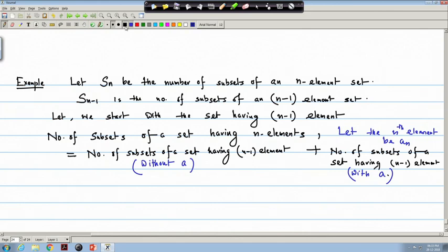Now, clearly this is my Sn minus 1 and this is also Sn minus 1. The only difference is that here in these subsets A was not there and in these subsets A is there. So, this becomes 2 Sn minus 1. So, Sn equal to 2 Sn minus 1, this is my recurrence relation.